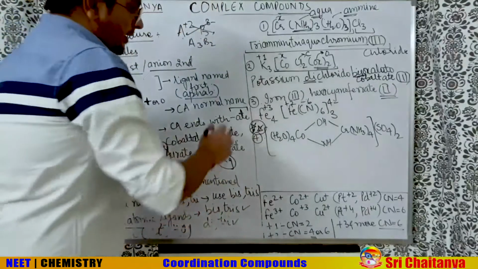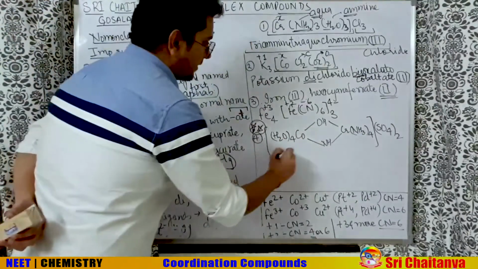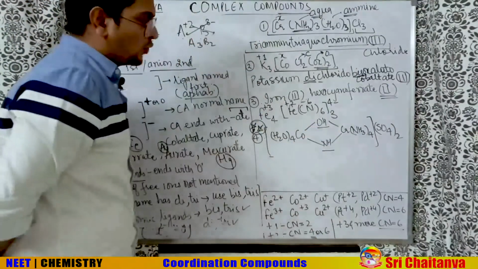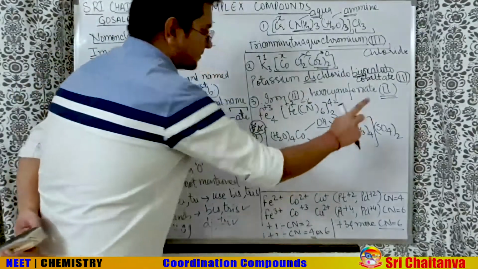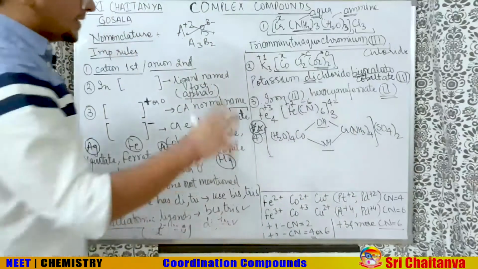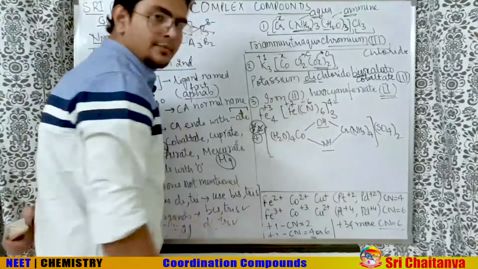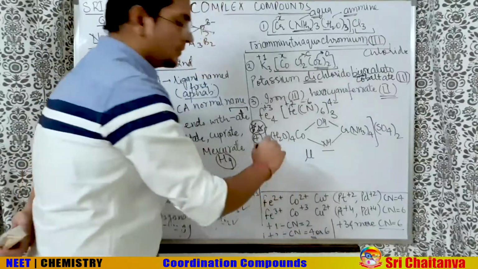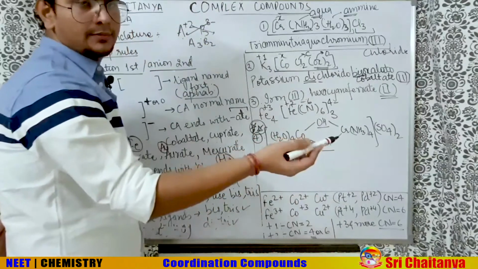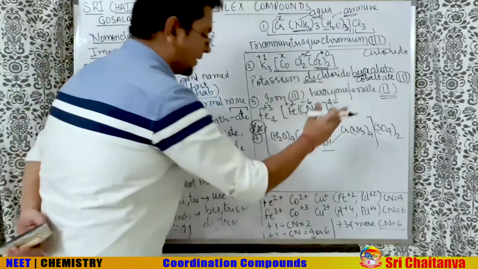Now, for bridging ligand, understand these two are bridges. So it is joining two central atoms. So what to do here? Start the name from left to right, and whenever the bridging comes, I will use the symbol mu in the alphabetical order. So let us see. I will show you the example. You will understand very well.